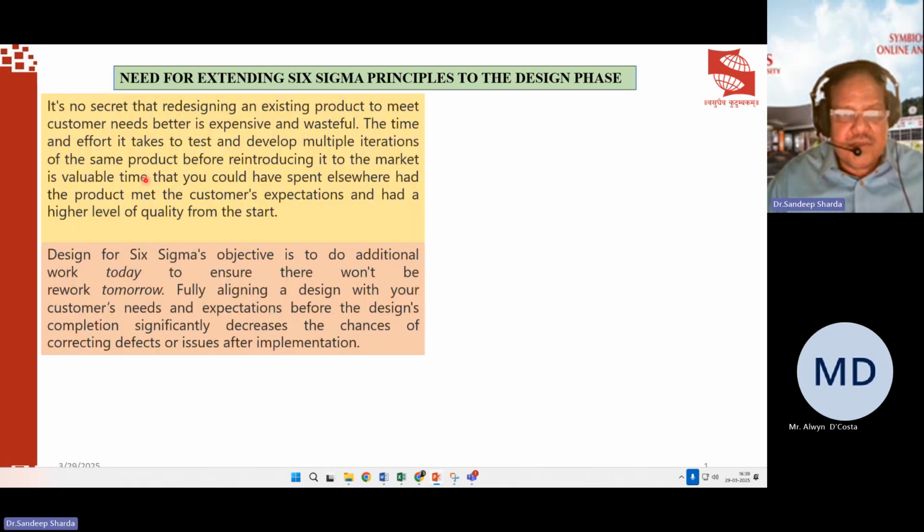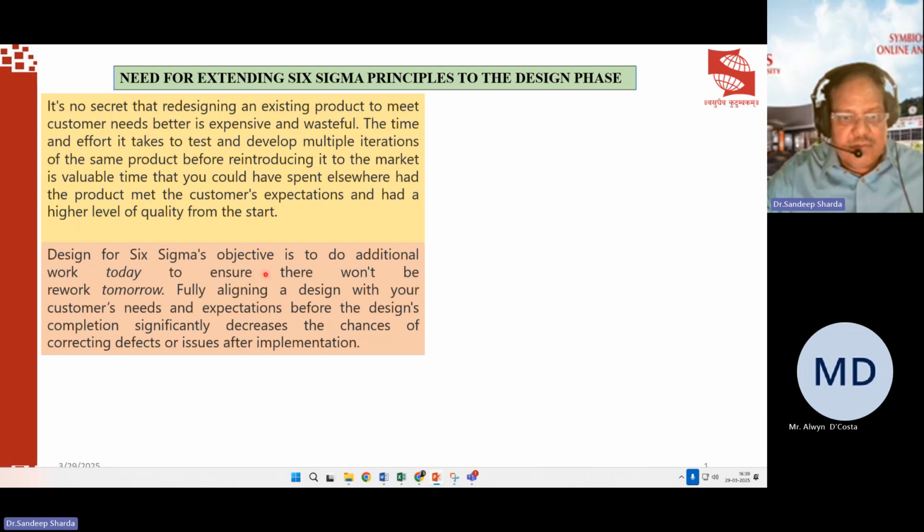So that's the need for extending the Six Sigma principles to the design phase. It is no secret that redesigning an existing product to meet customer needs better is expensive and wasteful. The time and effort it takes to test and develop multiple iterations on the same product before reintroducing it to the market is valuable time that you could have spent elsewhere, had the product met the customer's expectations and had a high level of quality from the start.